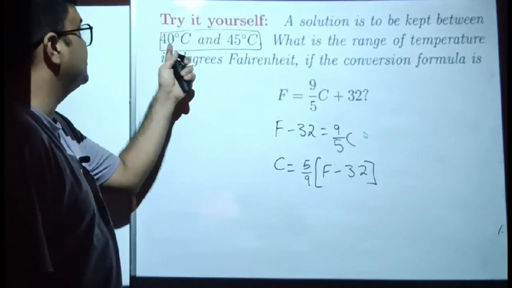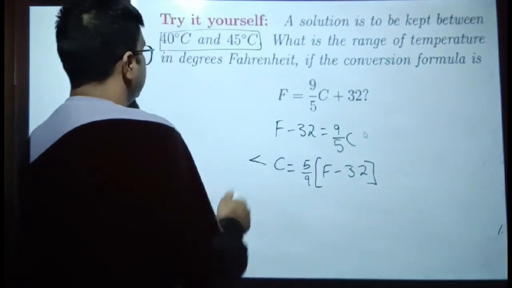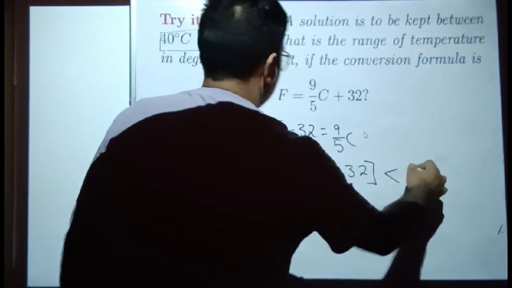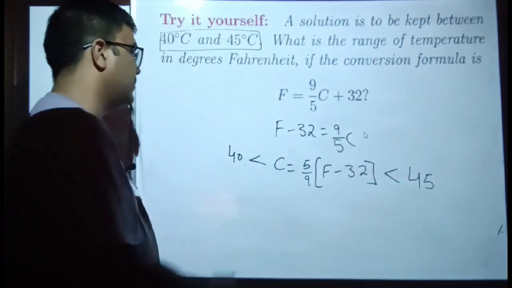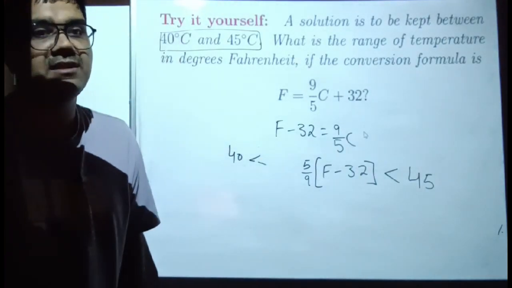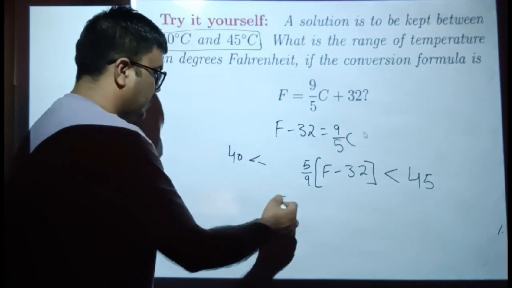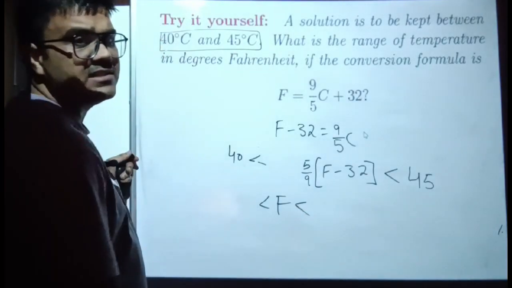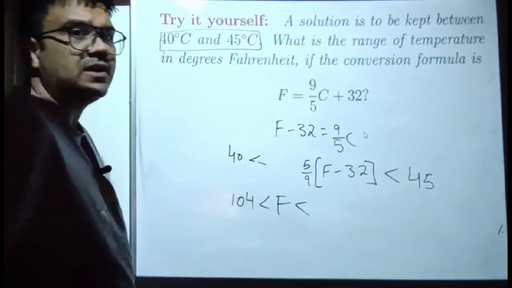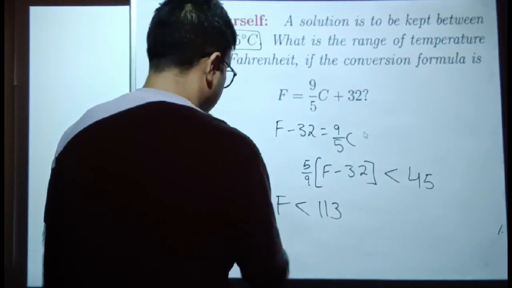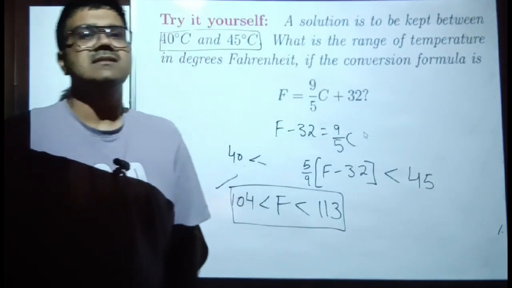And it is given that C should lie between, is to be kept between, strict inequality, 40 and 45. It means we have to solve this inequation, and when you solve this inequation, you will obtain the possible values of F, and the answer you will obtain is 104. The value of F we are saying will lie between 104 and 130. So these are the possible values of F. So you can try to solve these inequalities to obtain this answer.